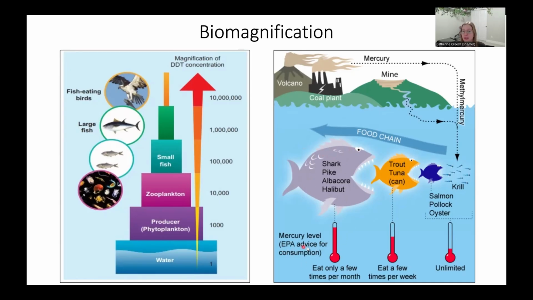Note here, this is EPA advice for consumption. You can eat salmon and oyster unlimited because the concentration of mercury is pretty low in them. But trout, tuna, specifically canned tuna, it says eat a few times a week at maximum. And things like albacore, pike, halibut, shark, only eat a few times a month. If you've ever heard that you shouldn't eat tuna while pregnant, this is because of that mercury level.